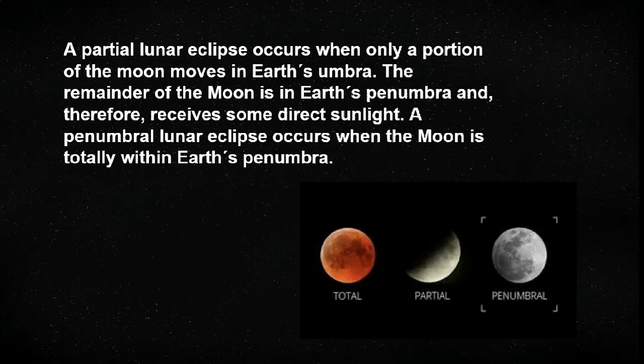A partial lunar eclipse occurs when only a portion of the Moon moves into Earth's umbra. The remainder of the Moon is in Earth's penumbra, and therefore receives some direct sunlight. A penumbral lunar eclipse occurs when the Moon is totally within Earth's penumbra.